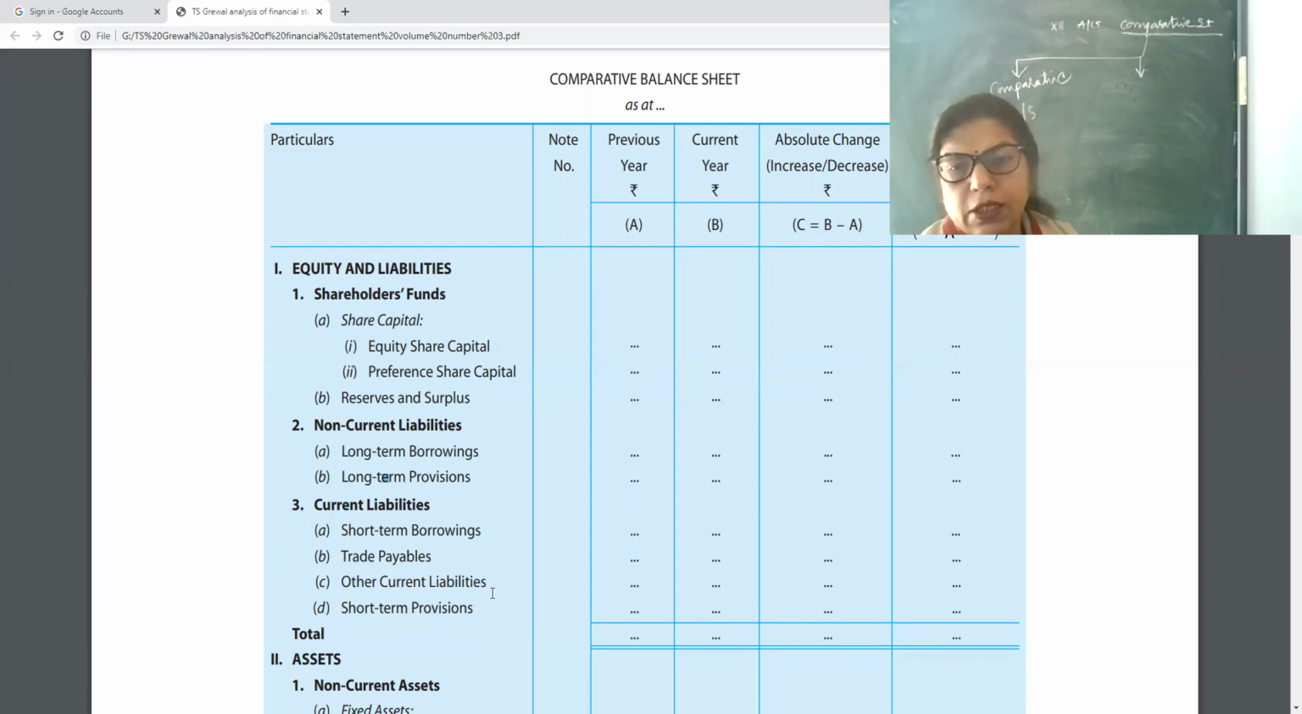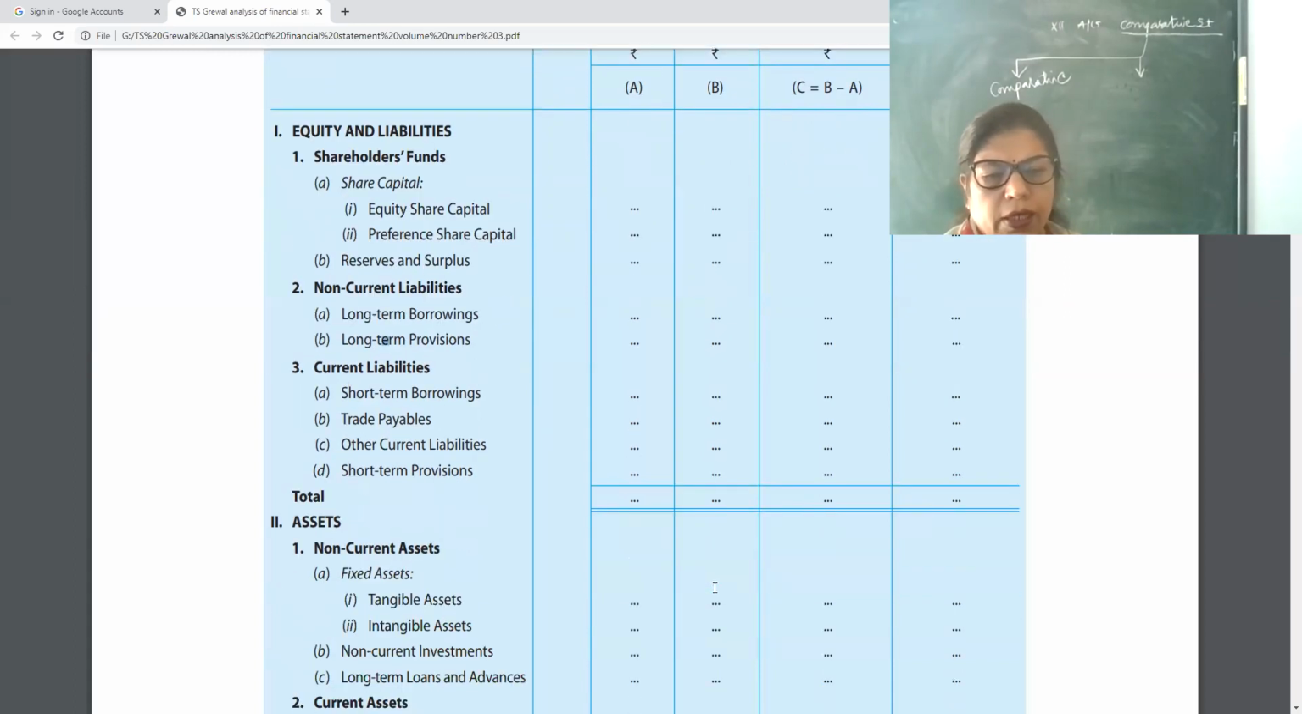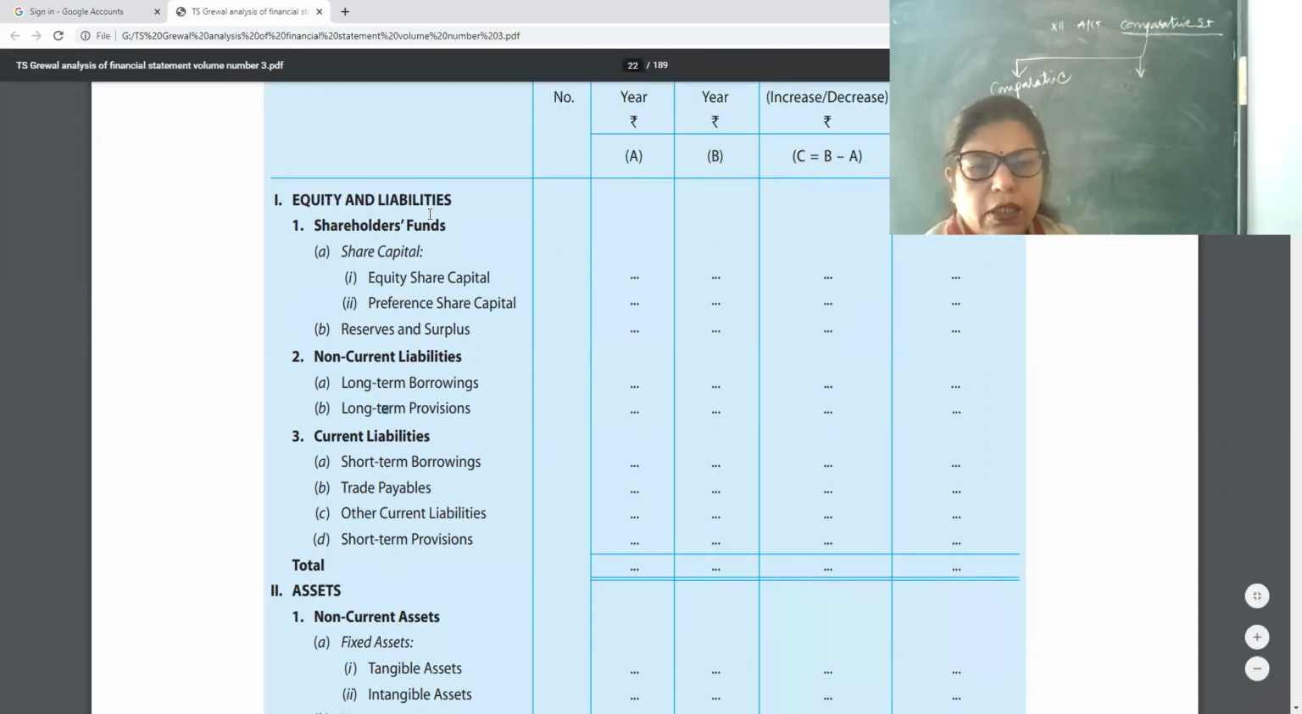Other current liabilities are, yes, give one example, outstanding expenses, unearned income, short-term provision for taxes, etc. So previous year data is here, current year's data is here. Okay. Now next, see the total. End it with a double line. Up to here, the equity and liability part is over.